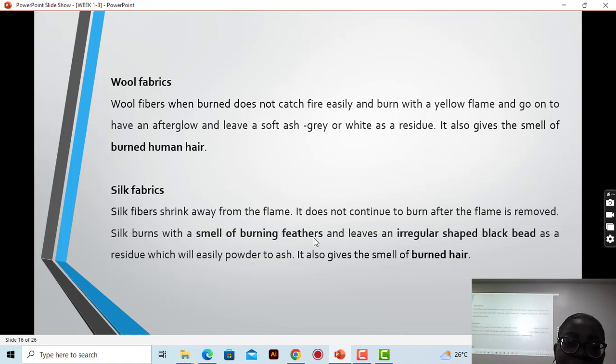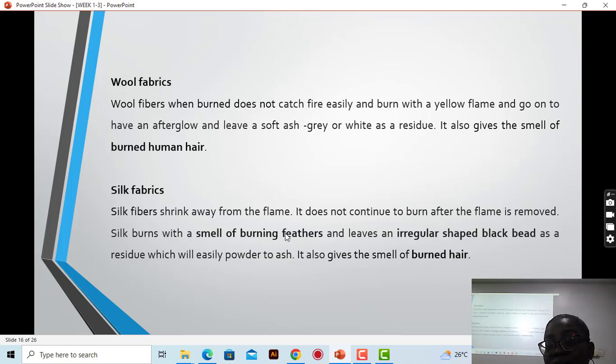So it burns with the smell of feathers and leaves an irregular shaped black bead as a residue which will easily powder to ash. It also gives the smell of burned hair.